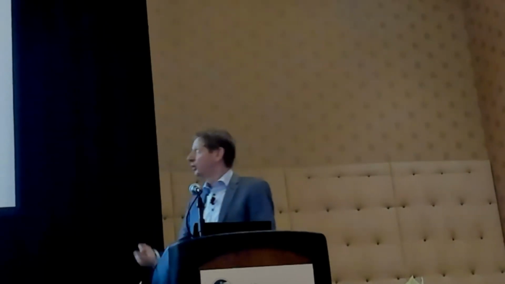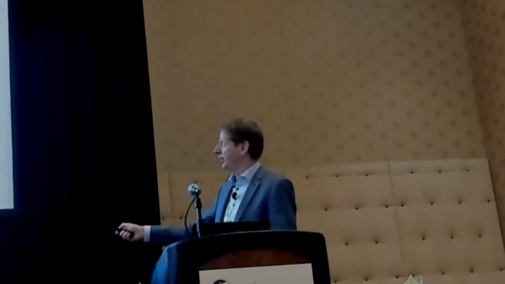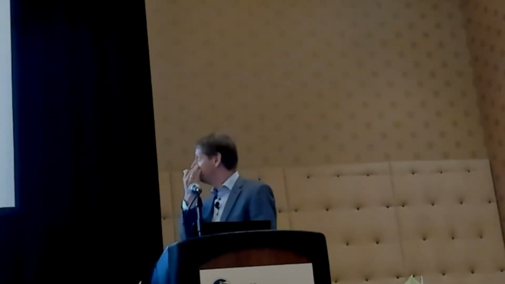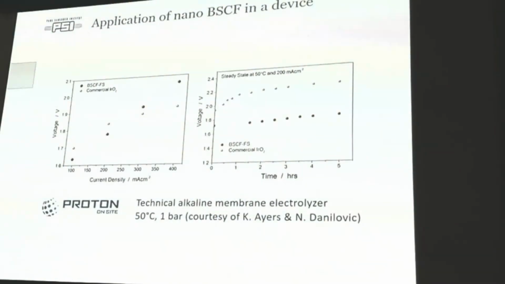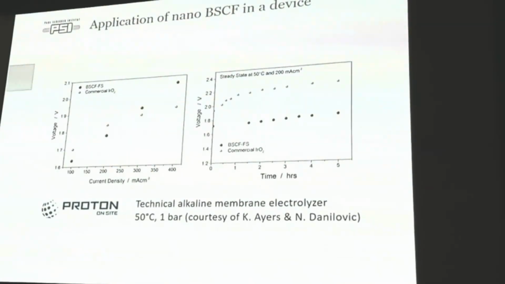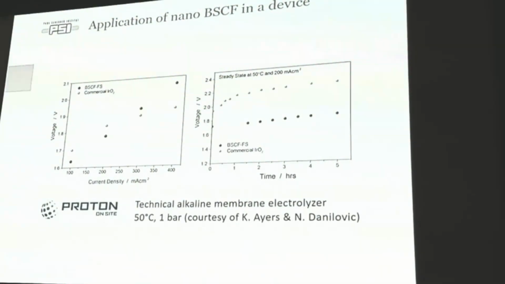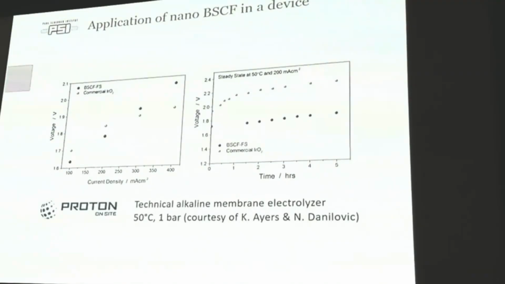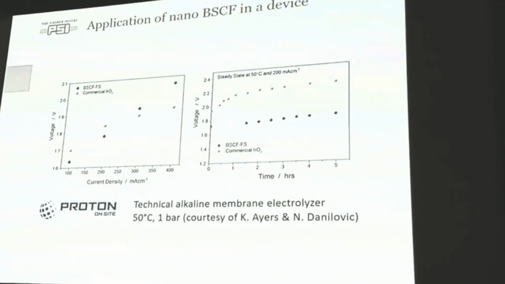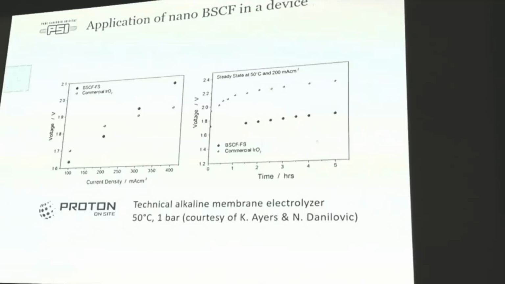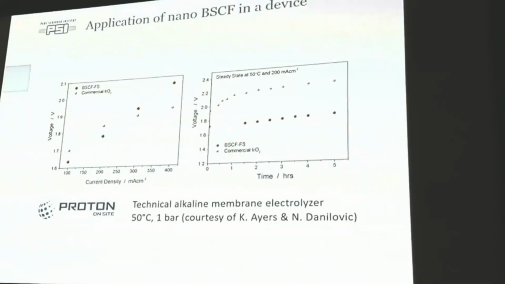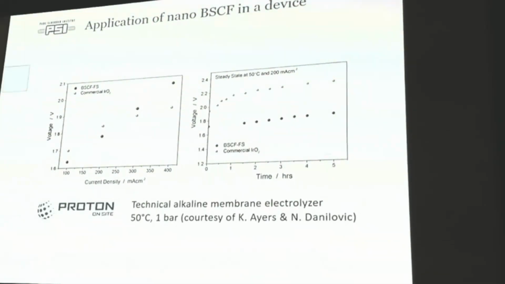This is relevant. So we sent our samples to a company. They have these technical alkaline membrane electrolyzers, and they compare them towards their state-of-the-art materials. So at low overpotentials, our BSCF material is even a bit more active. And more importantly, I would say, if we look at the stability of this material and compare it to iridium oxide, it has at least 5 times the stability.